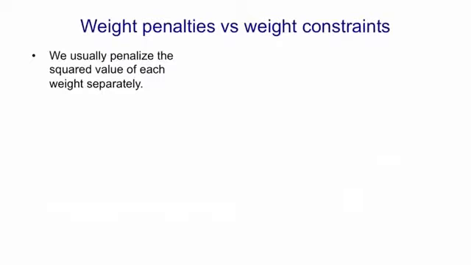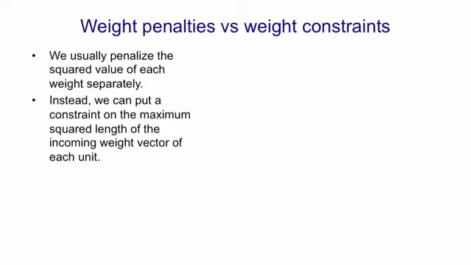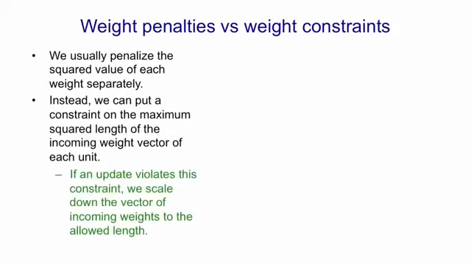Instead of putting penalties on the weights, we could actually use weight constraints. What I mean by that is instead of penalising the squared value of each weight separately, we put a constraint on the maximum squared length of the incoming weight vector of each hidden unit or output unit. When we update the weights, if the length of that incoming vector gets longer than allowed by the constraint, we simply scale the vector down by dividing all the weights by the same amount until its length fits the allowed length.